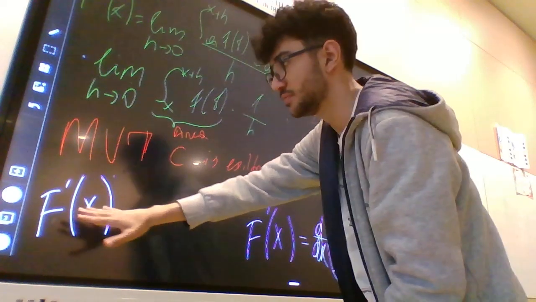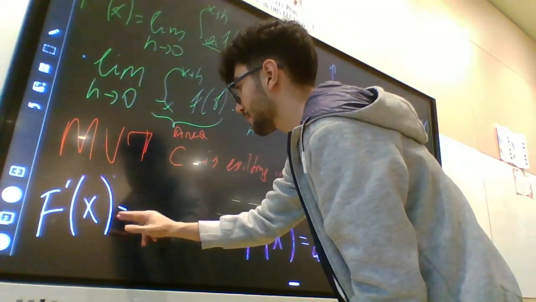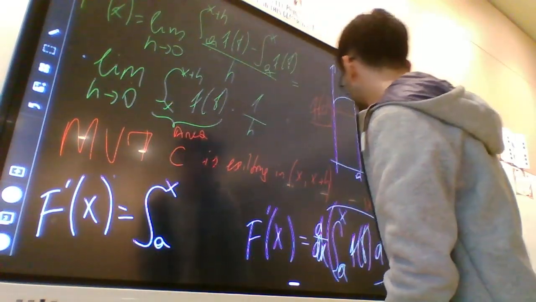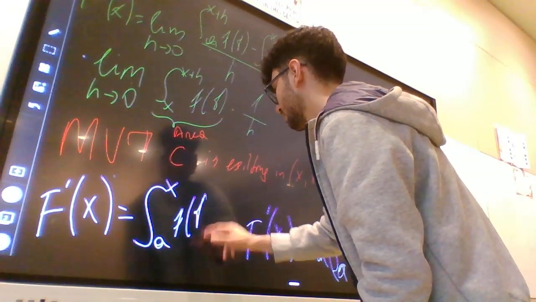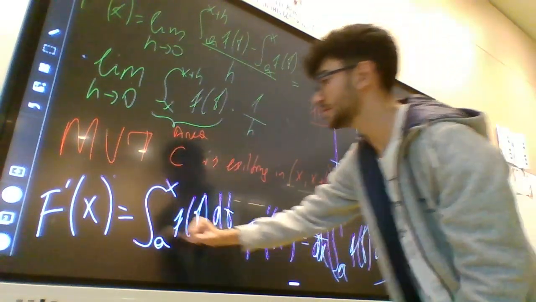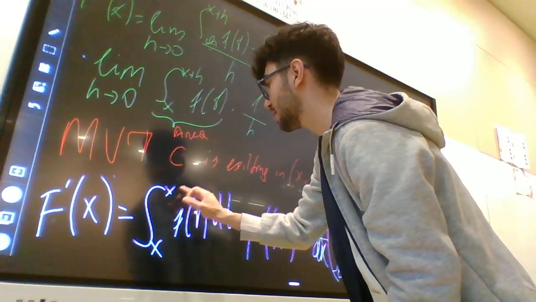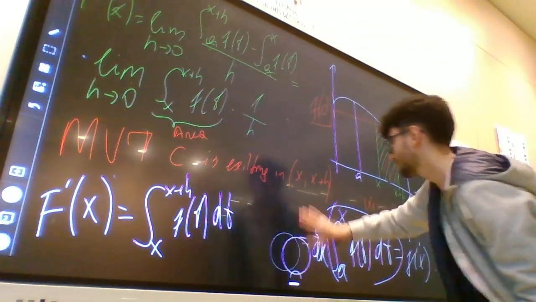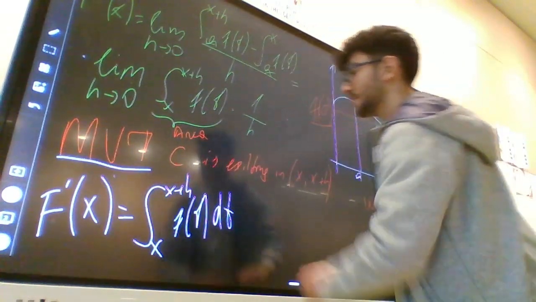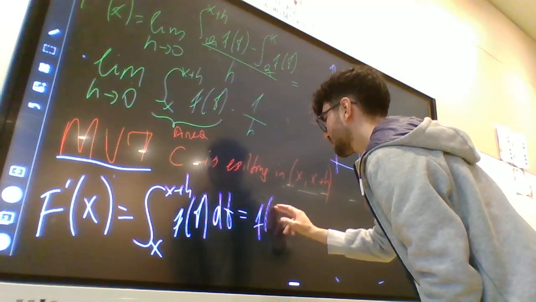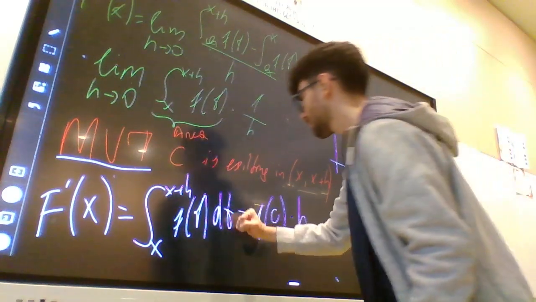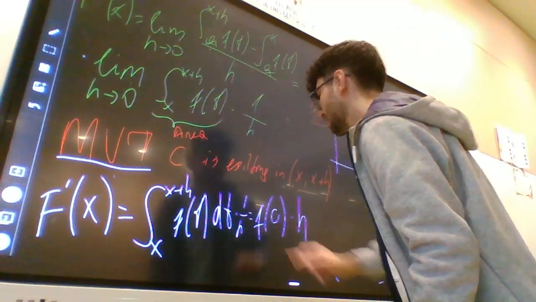F(x), again I'm writing the same formula. The derivative of the integral from a to x of f(t) dt. What did we get from this formula? We got the integral from x to x plus h, yes? And we put the c according to the mean value theorem, and what we get is f(c) multiplied by h, yes? We got that point. We got this formula, yes?